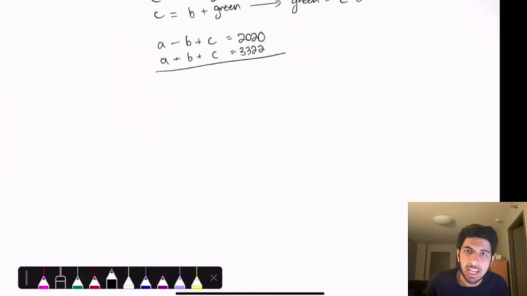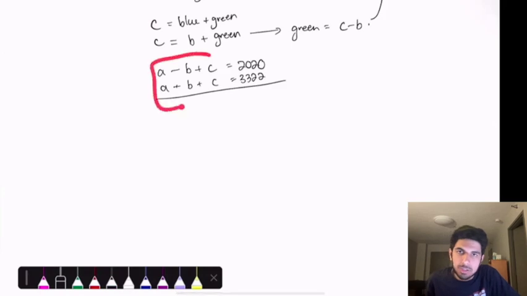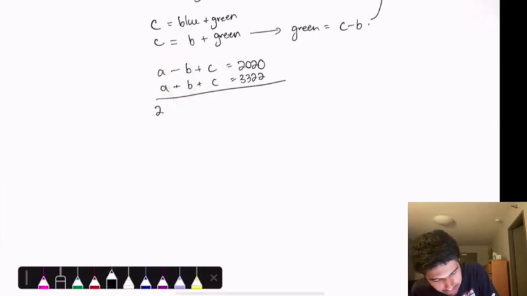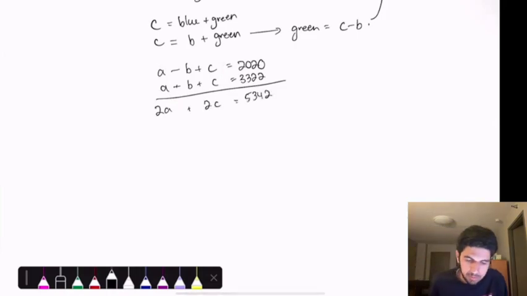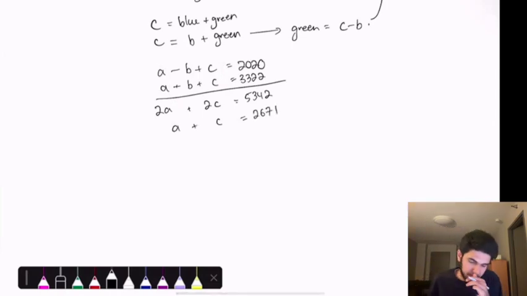So let's deal with what we have, and just see what happens when we add these 2 equations. Why am I adding these 2 equations? Because I see that they're very similar to each other. The only difference is the sign of b. So when I add them together, the b's will cancel. So we get 2a plus 2c equals 5342. Okay, and let's just divide by 2. A plus c is going to be equal to 2671, I believe.